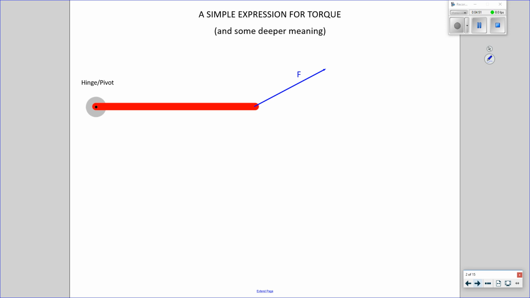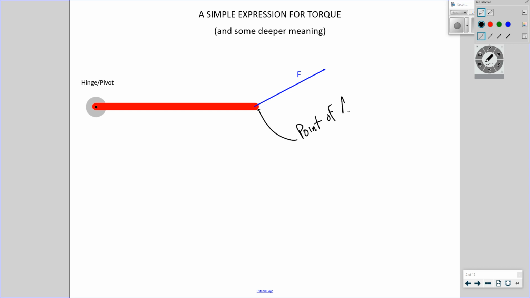There are simple expressions for sure for torque. I'm going to try to show you a little bit of deeper meaning with the typical classic expression for how much torque a force produces. So let's take a case where we've got this red thing that's hinged at one end. That's a frictionless axle, and maybe we're looking at a top view here, and there's a force applied here, and this place has a special name. This place is called the point of application of force F.